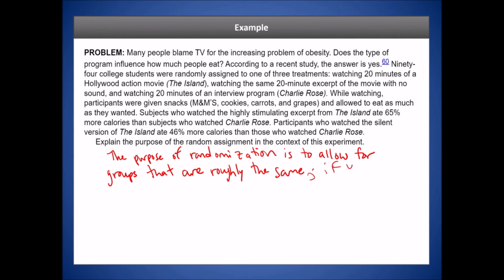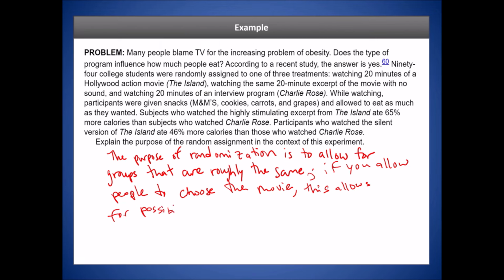So if you allow people to choose the movie, to choose the treatment, I guess. Well, in this case, we'll say choose the movie. This allows for the possibility of confounding variables.